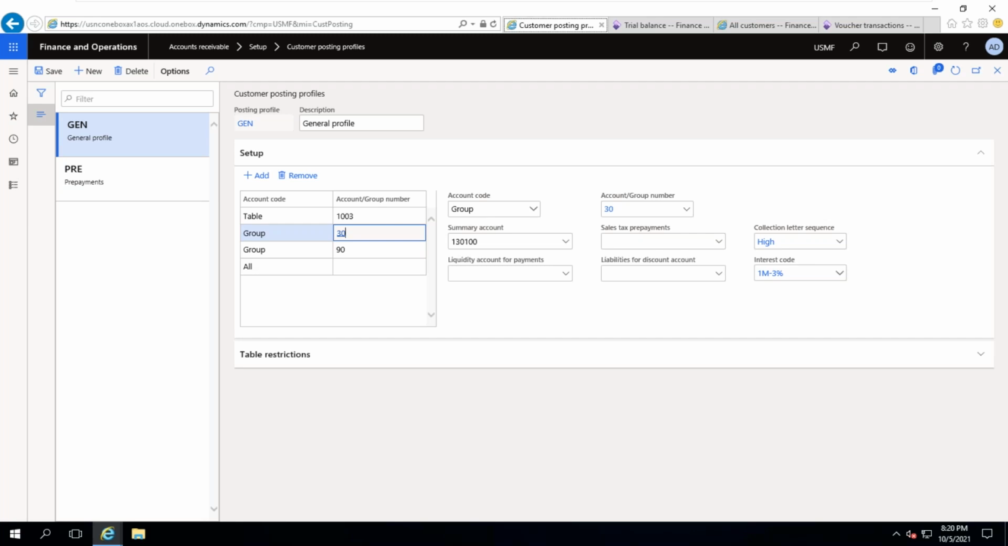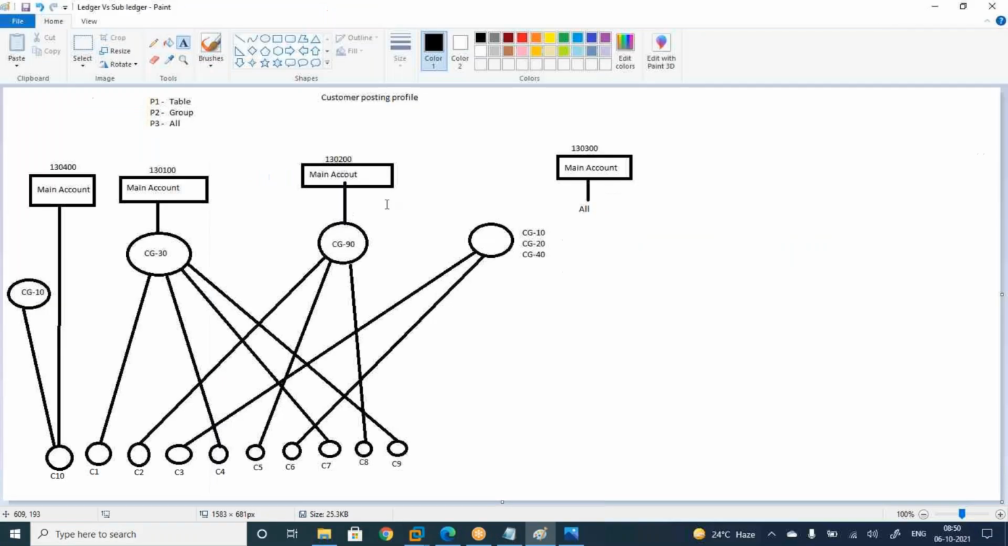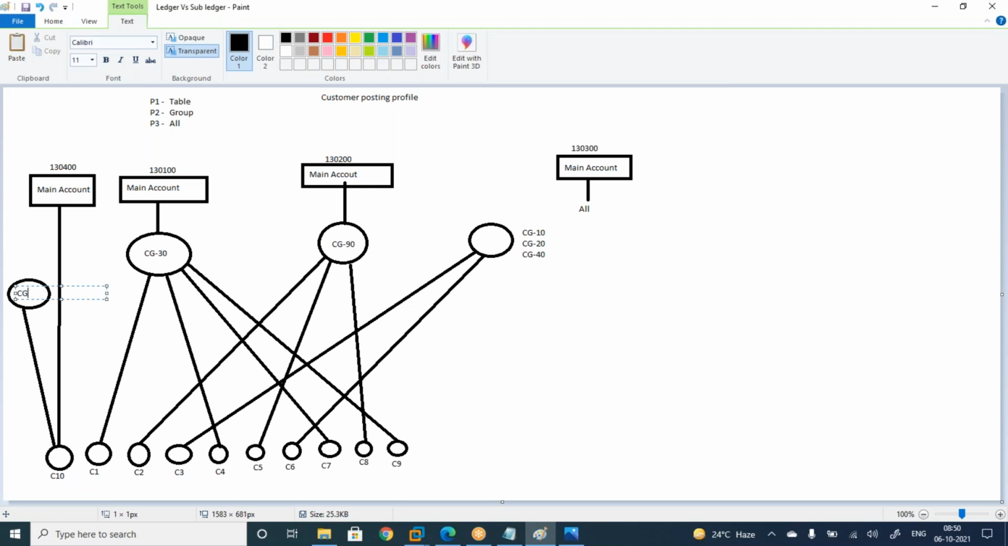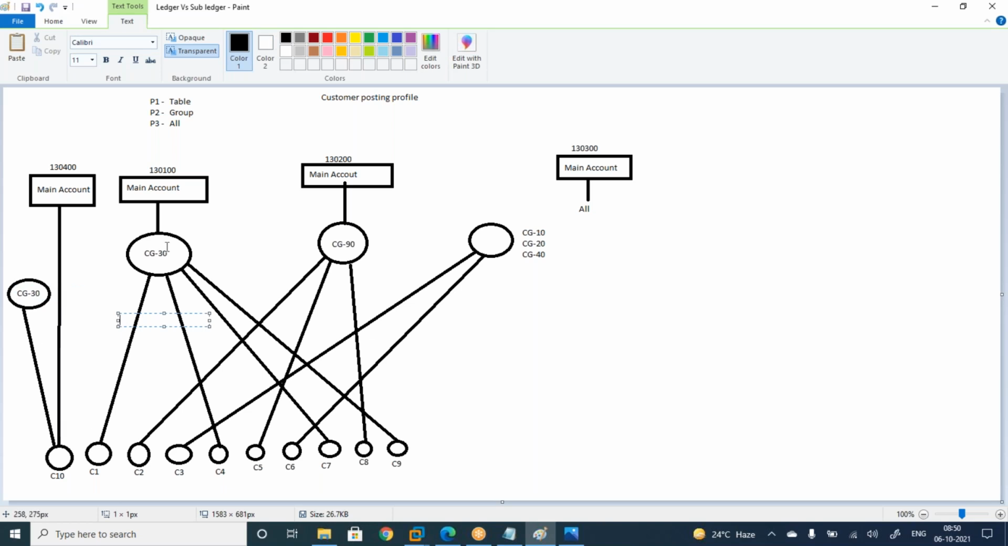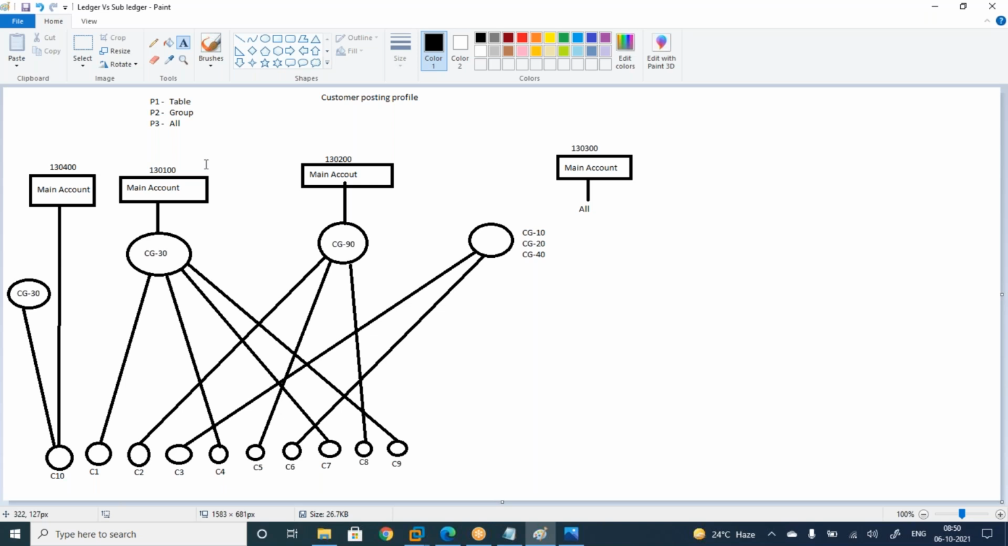I will post a transaction. So this 130400 customer group is 30. Very sensitive information, but it is most important. So the customer is mapped with this group and with 130100, but the customer is linked directly to the account 130400. Are you able to correlate, everyone?